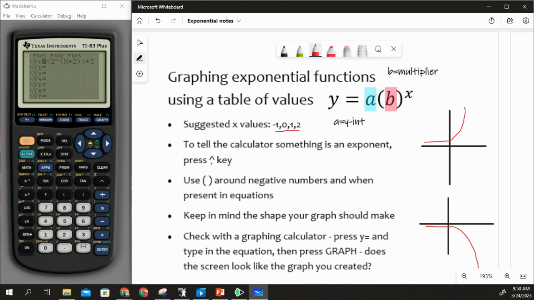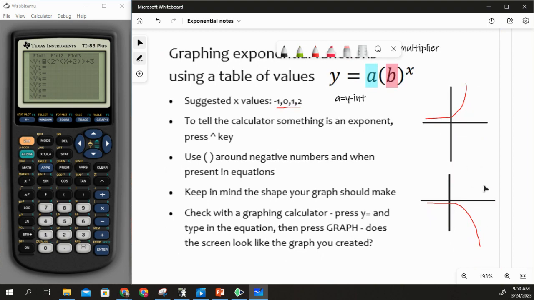Now, along these, you want to make sure that you use the caret symbol for any exponents when you type it in there. Use parentheses when you have any expression parts or any negative parts in your exponent. And then keep in mind the shape that your graph should make. It should look like one of these two over here on the right side.